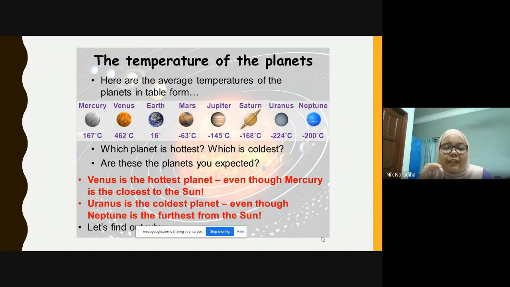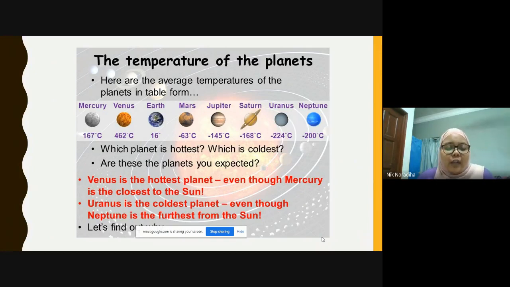Okay. If the question asks you why Uranus is the coldest one, you need to answer: because Uranus is tilted more than the other planets, so the heat that it retains is little. You need to answer like that. If you answer only the temperature, yes, your answer is right, but it's not exactly the answer that teacher is seeking. Okay. All right.